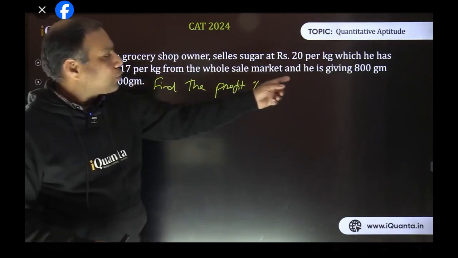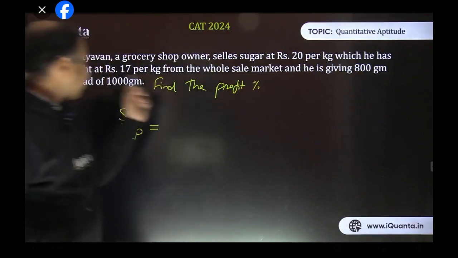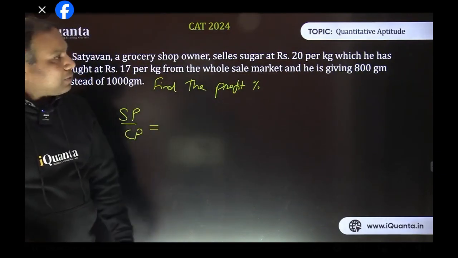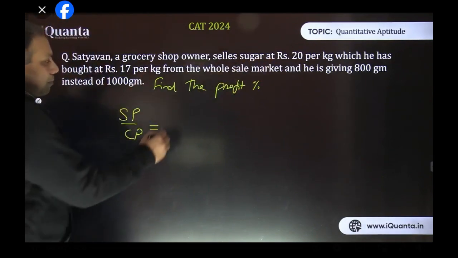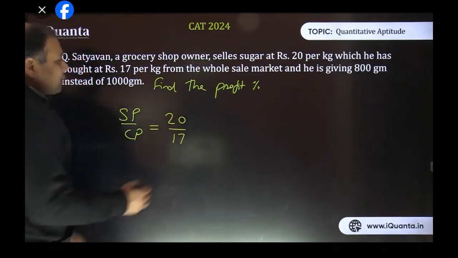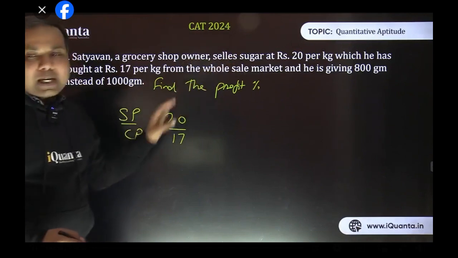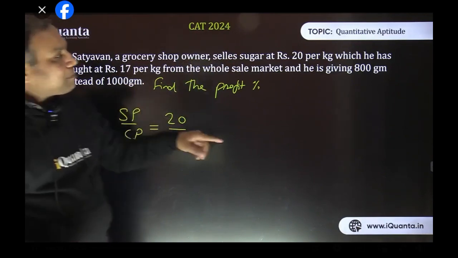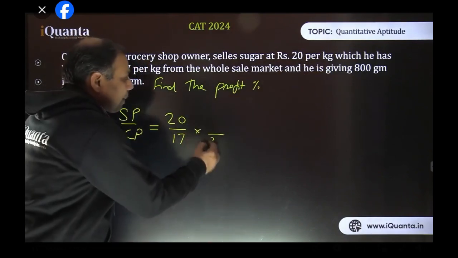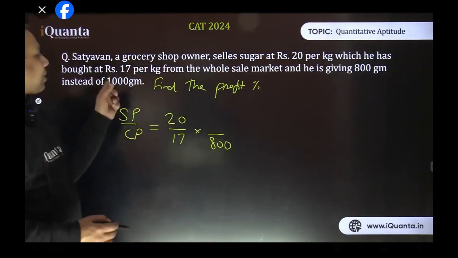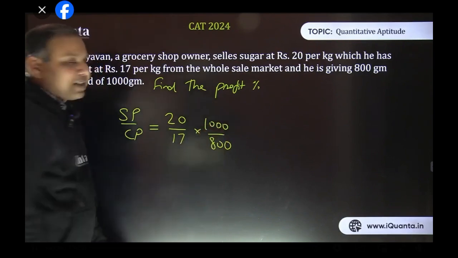But this much profit is not sufficient for him. That's why he's also cheating by giving less quantity, giving 800 gram instead of 1000 gram. So that is another way of earning profit. These two profits would be used here, right? By using the first profit, his selling price is 20 for a cost price of 17, fine. If only that had been the case, that would have given us the profit percent. But now there's additional profit because of this cheating. Now he's giving only 800 gram quantity. That means his cost price would be applied only for that 800 gram. But he's charging for the complete 1000 gram, so that will be the multiplying factor here, right?